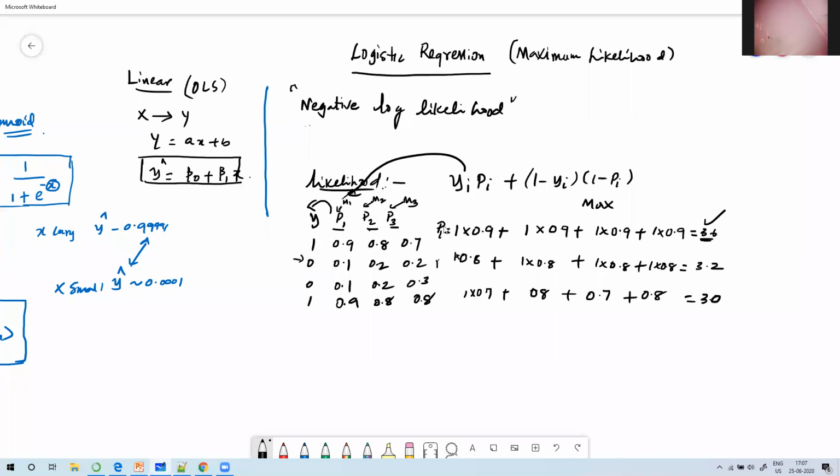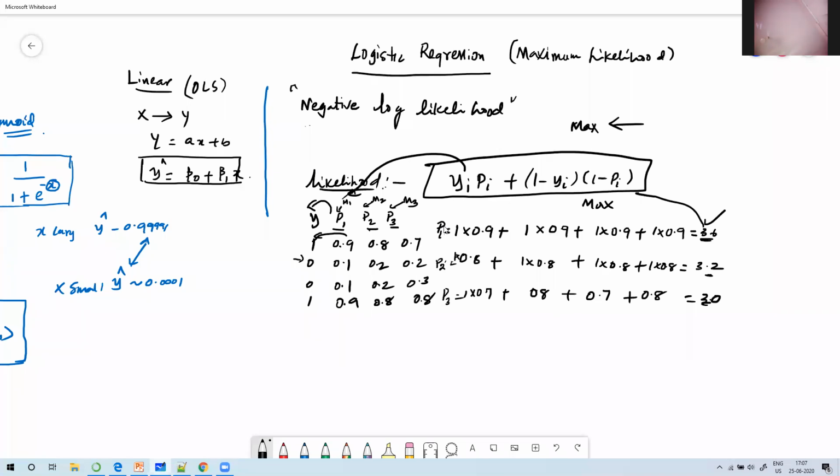For P2, the likelihood is 3.2. For P3, the likelihood is 3. Now, P1 is the one that is giving you the maximum likelihood. So we could say P1 is a better representation of Y. Now, this is the likelihood equation. Whichever gives the maximum value for that likelihood is going to be the right representation of your data.